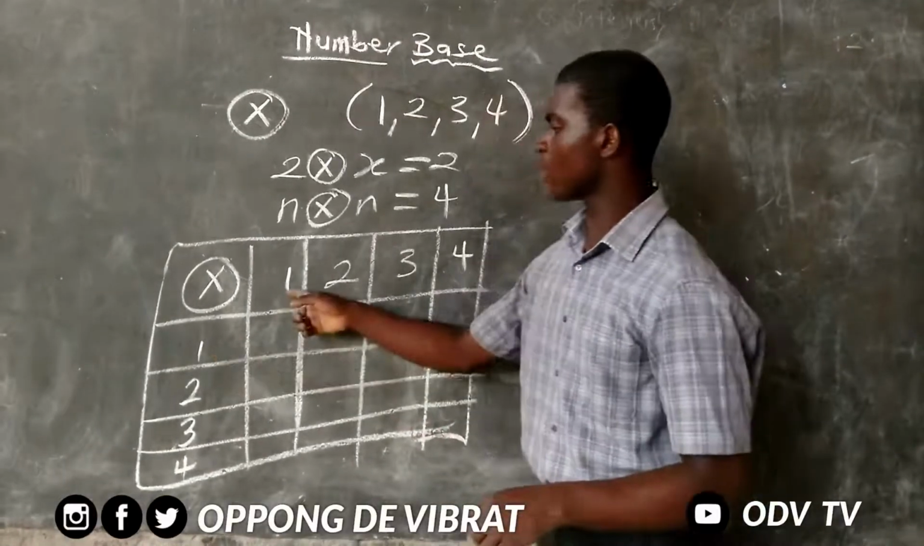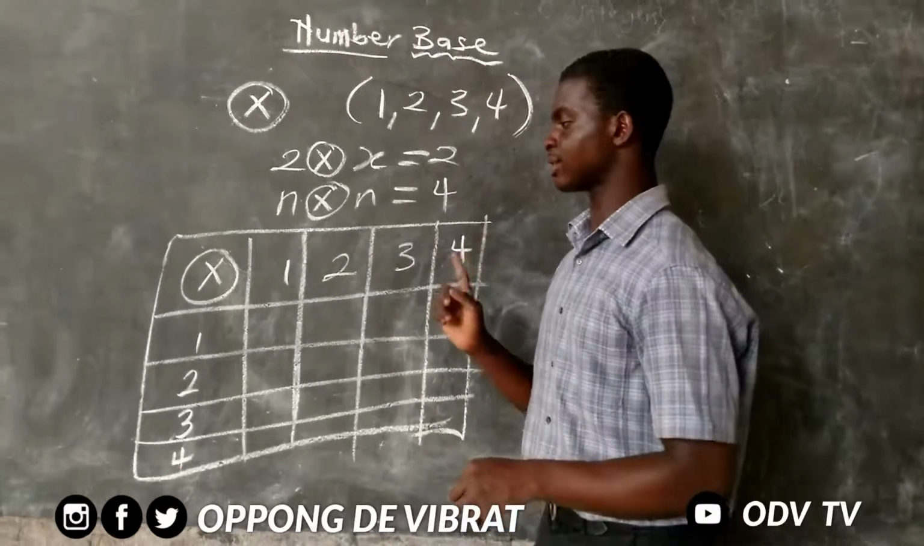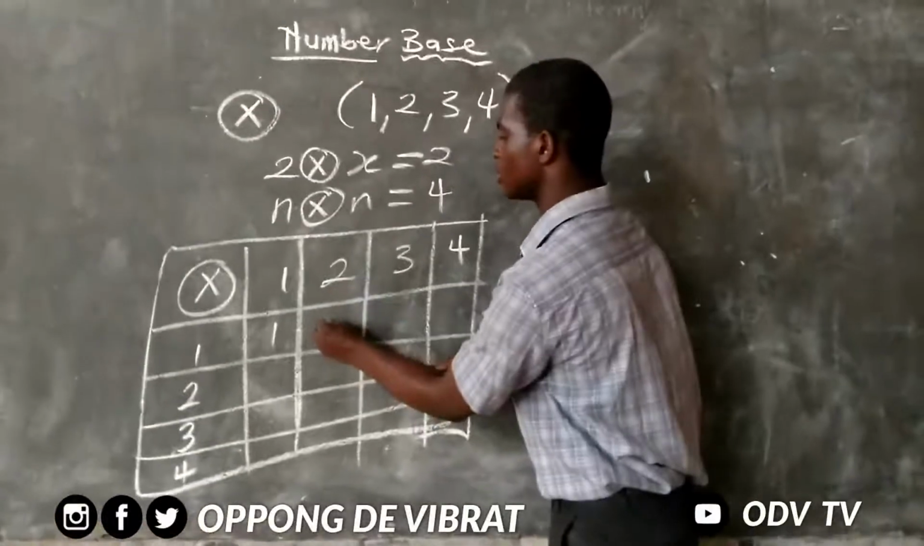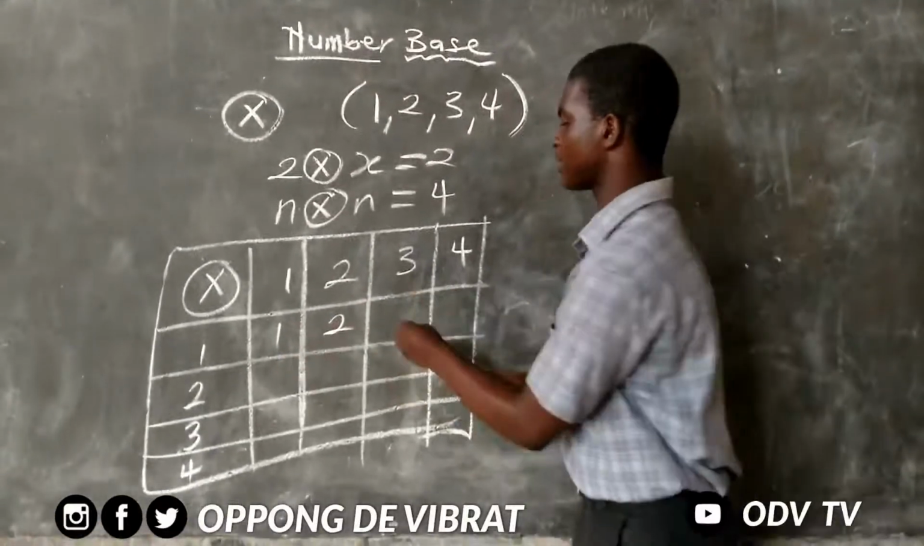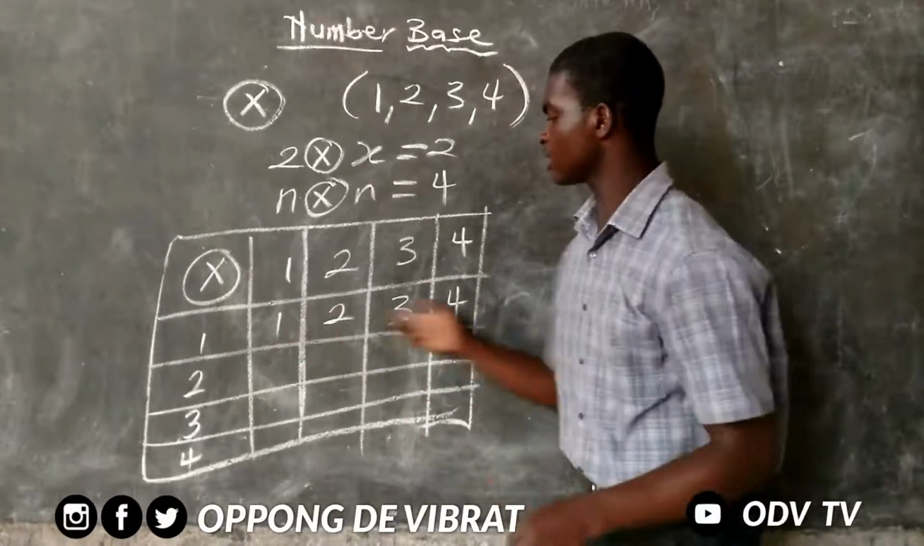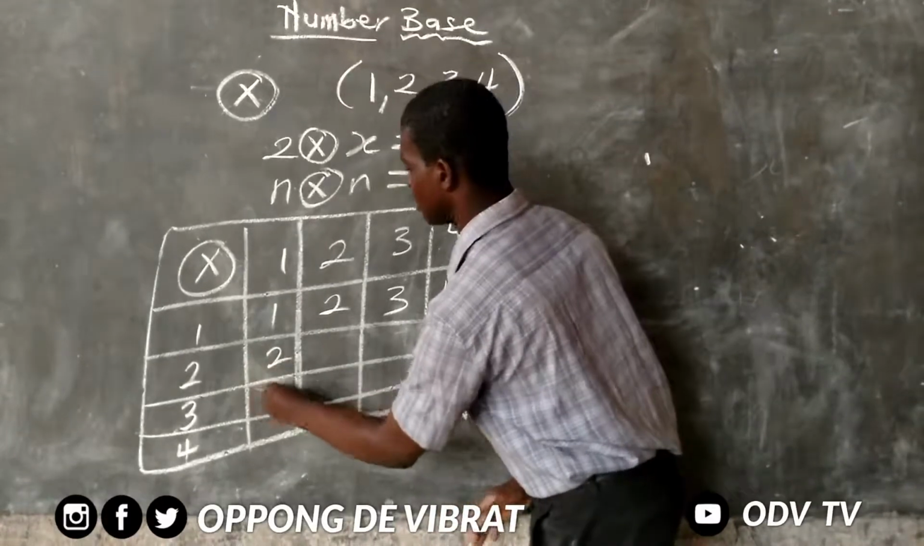One multiplied by 1 gives us 1, which is not equal to or greater than 6, and so we write it straight away. 1 multiplied by 2 gives us 2, 1 multiplied by 3 gives us 3, 1 multiplied by 4 gives us 4. Since the answers over here are the ones that will fill the same places here, we drop the same answers.